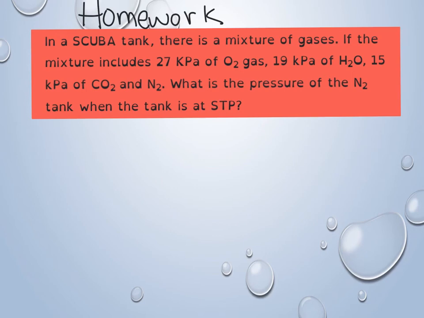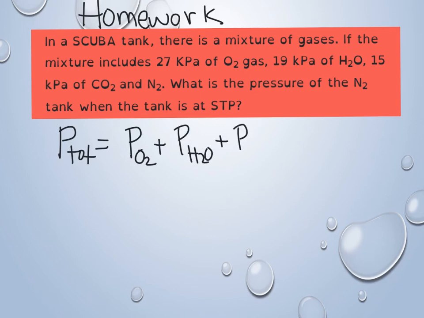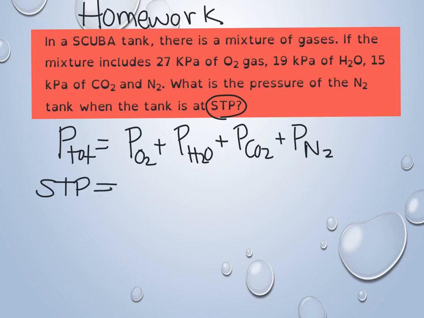So here's the deal. We have the same law, total is equal to the sum of all the parts, and in this case we have a pressure of O2, we have a pressure of H2O, and we have a pressure of CO2, and now we have a pressure of N2. And they're telling me that I have this STP here. So that STP stands for standard temperature and pressure. And this particular pressure that they're giving me in STP, I want you to use that as your total pressure.